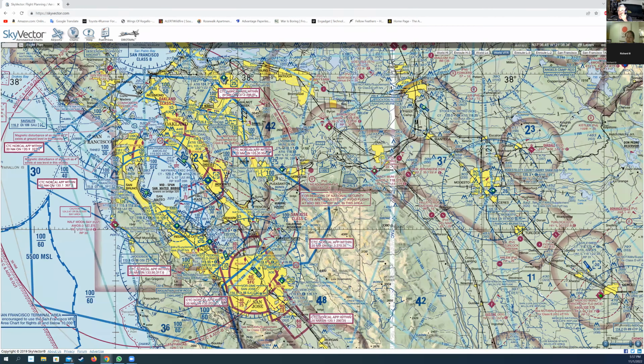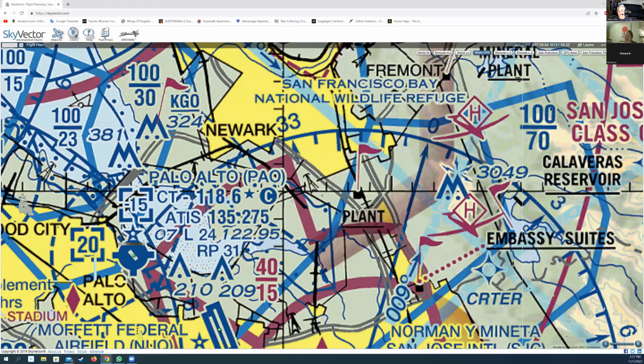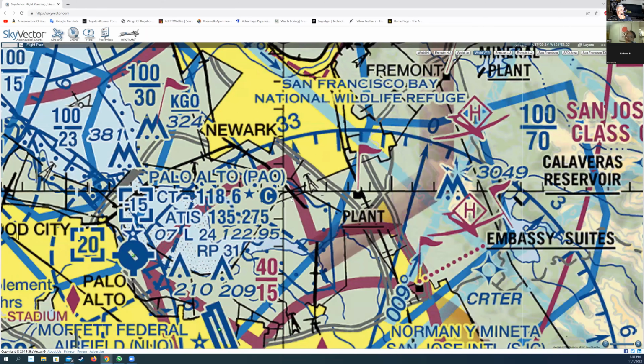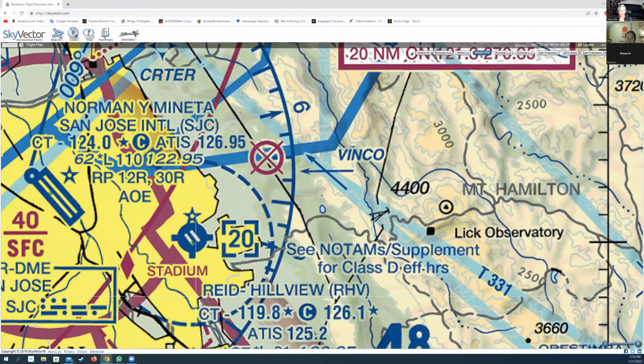So we talked about Class Charlie. So Class Charlie lines are what? How do you know them on a map? What color are they? Magenta. Okay. And are they solid or are they dotted? They're solid. Okay. How about Class D airspace? What color is the line that denotes a Class Delta airport? Dotted blue. Yeah, dashed blue.